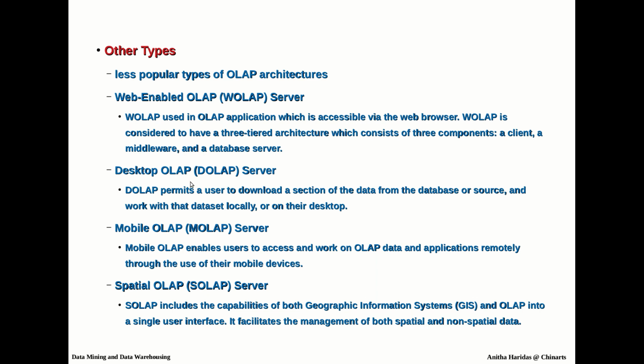Another architecture is the desktop server architecture, and it permits the user to download one portion of the data from the database or from the data source, and work with that data set. This is something like offline database management. So you retrieve the data from the database or data source, and it is loaded onto your local machine as a data set, and you can perform operations on the data set. The third one is known as the mobile OLAP server. It enables users to access and work on OLAP data and applications remotely through the use of their mobile devices.